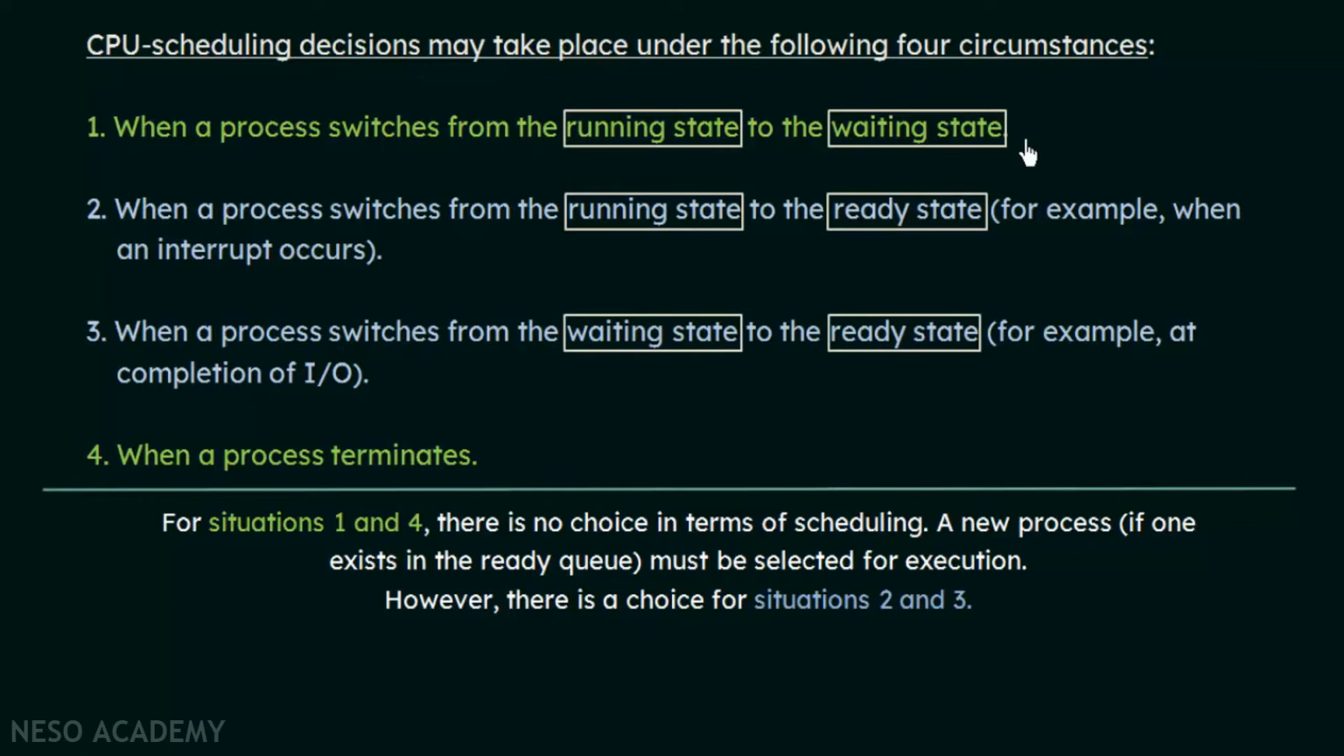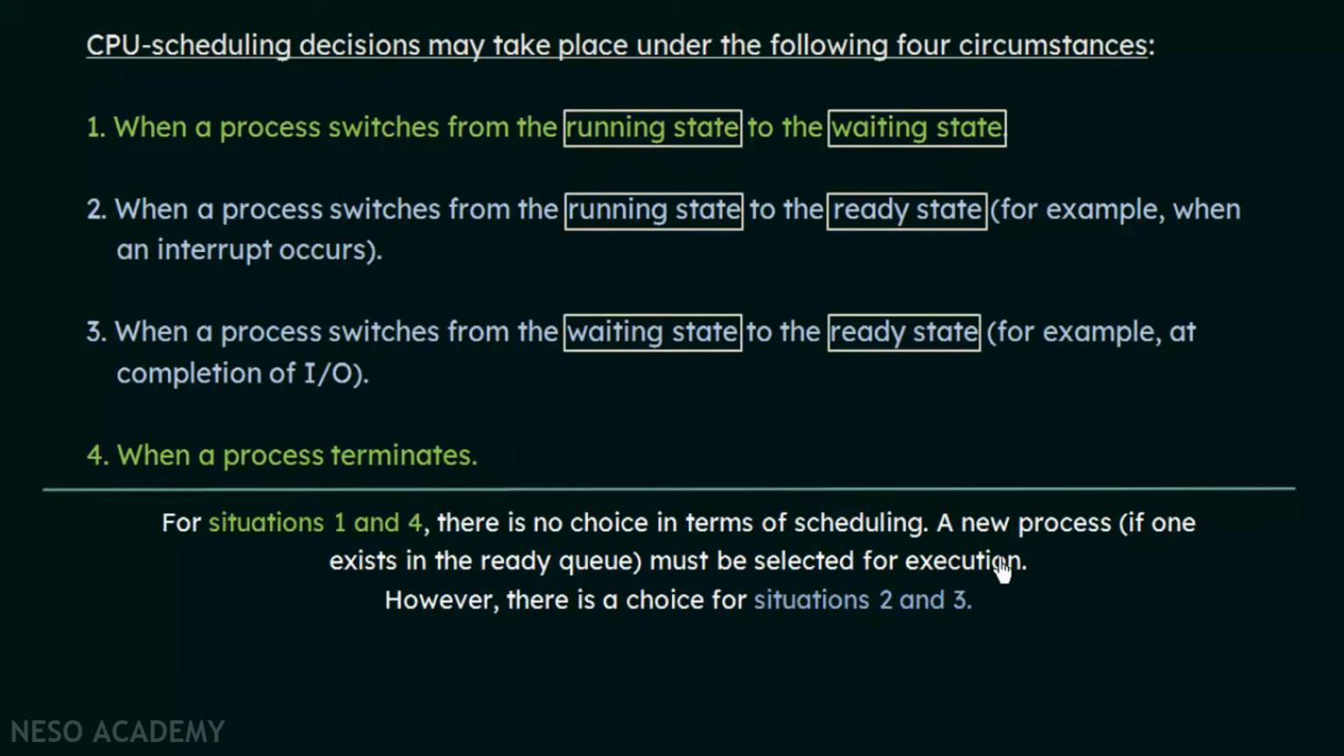So we have no choice here. We have to assign the CPU to some other process because the current process is waiting. Alright, so we see that in point number 1, there is no choice. And in point number 4 also, it is very easy to understand that there is no choice, because when a process terminates, then the CPU is freed by that process and then the CPU has to be assigned to some other process. So this is very easy to understand. So in point number 4 also there is no choice. So in situations 1 and 4 there are no choices in terms of scheduling.